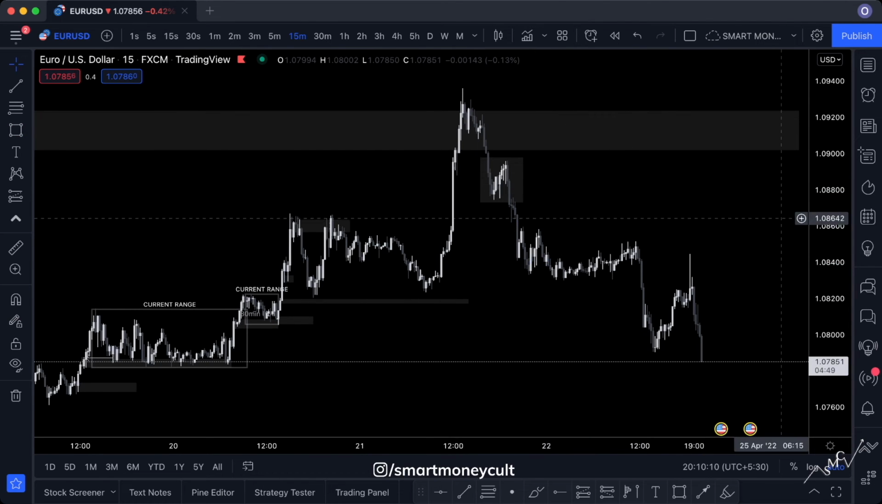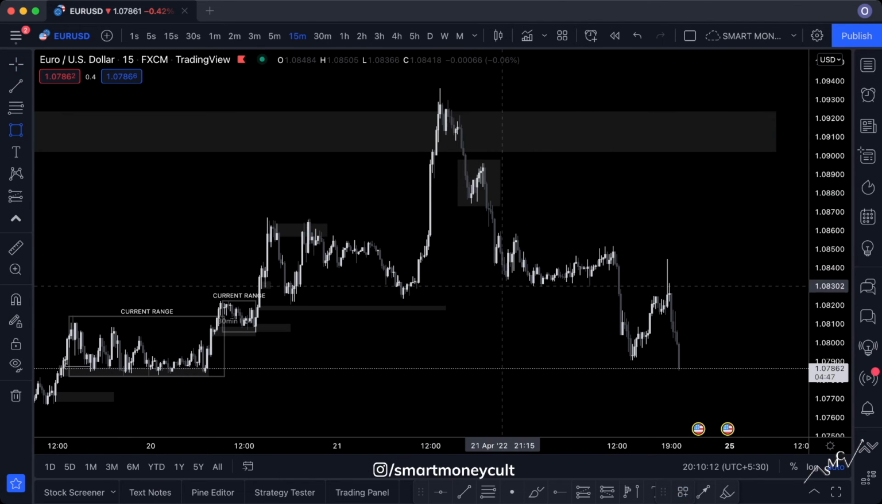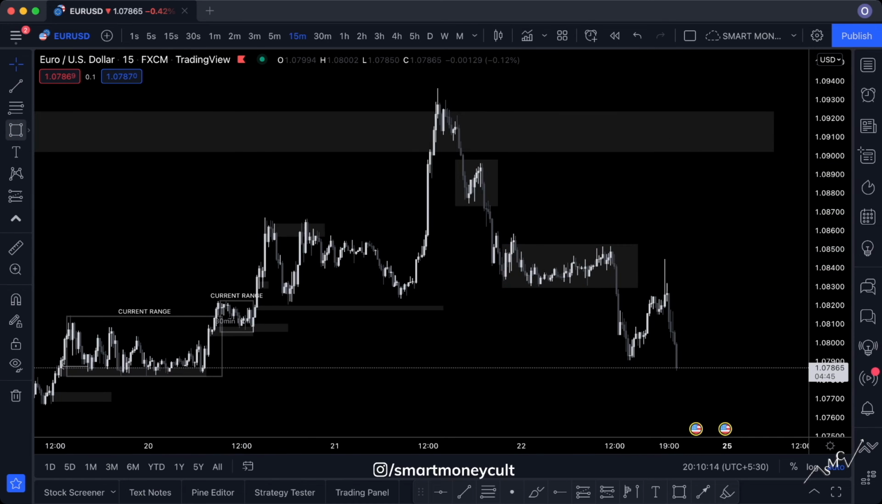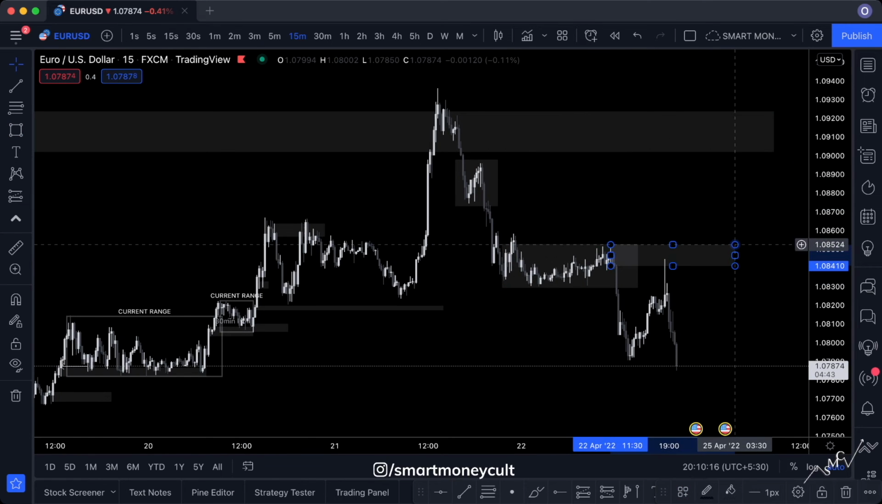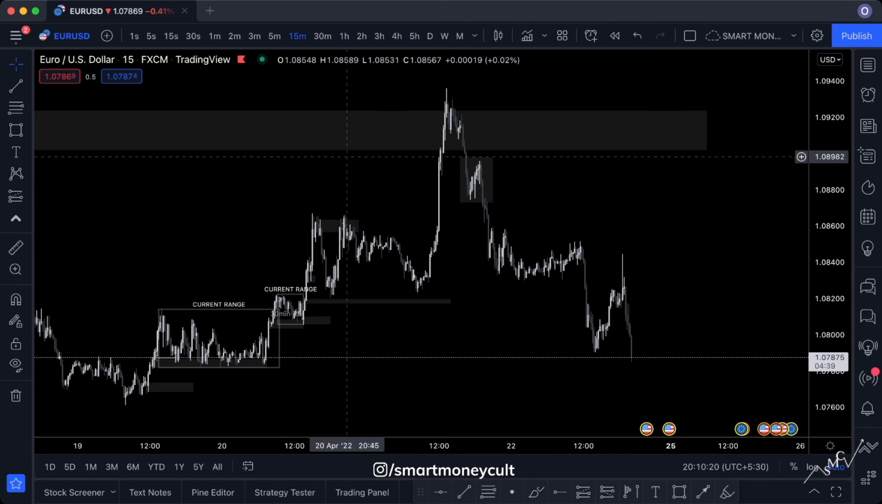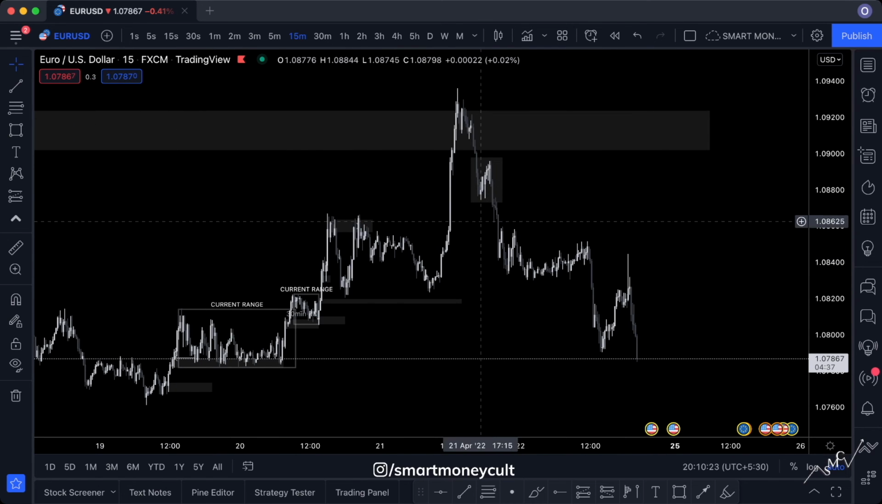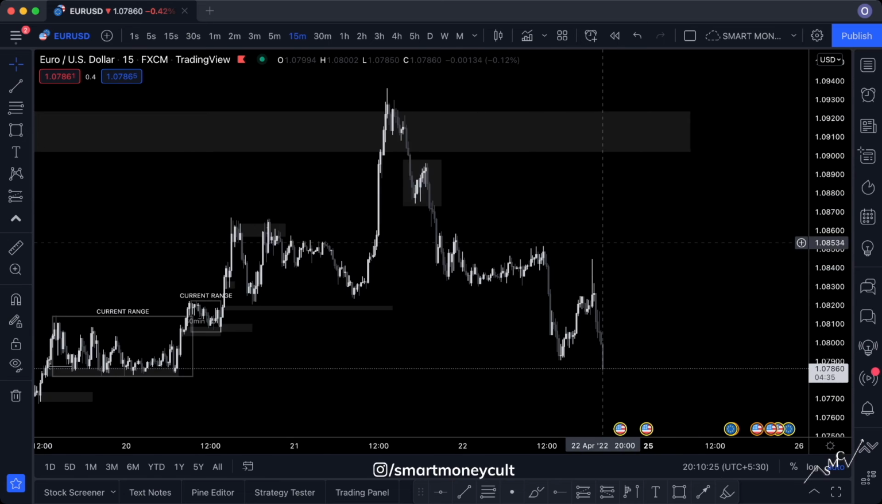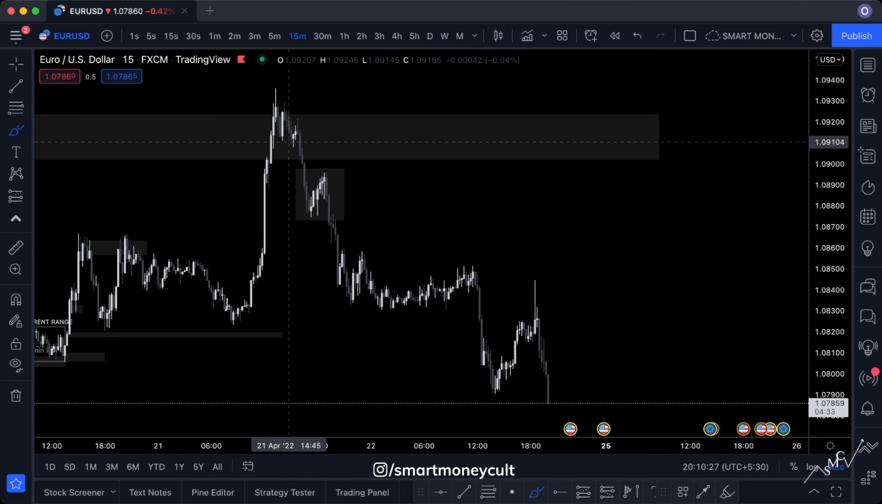Anyway, leaving that aside, this again is an entire range. You can see you could have got a beautiful shot here. So I go on the 15 minute. I see what the structure is doing. I know the delivery right now. See, this is a shift in order flow.